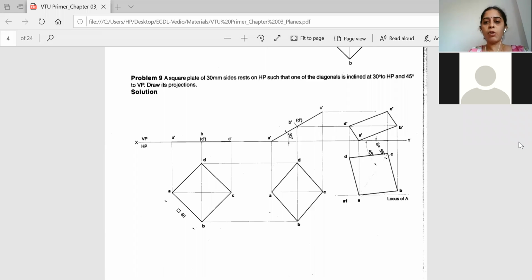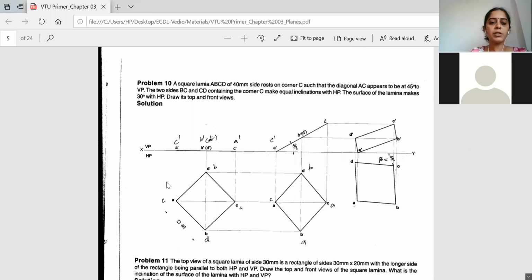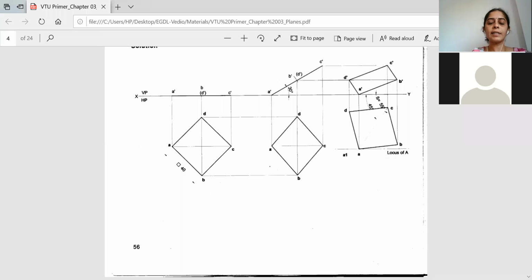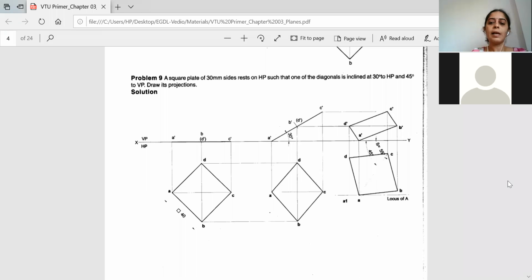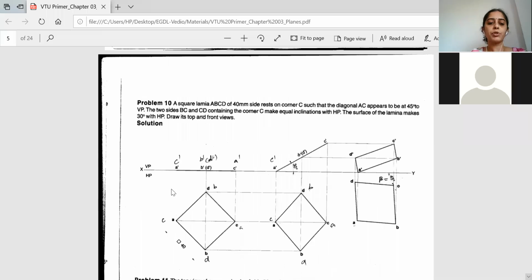So I have explained almost three problems. Similarly, the fourth problem is also the same. You do it by yourself. The position is also the same. Here in the question they had told you indirectly that the diagonal is inclined at 30 degrees to HP. But here directly they have told that the square lamina ABCD is resting on one of its corners. Whenever it is told resting on one of its corners, you have to show the corner first, and hence it will be an inclined square rather than a regular four-sided square, and the remaining entire procedure is the same.